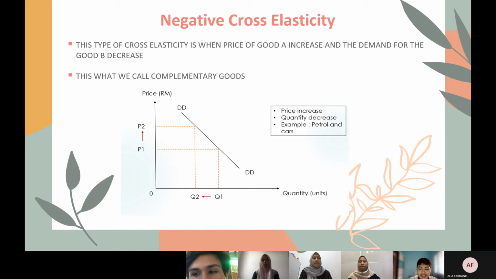For example, an increase in the price of petrol will lead to a fall in demand for cars. This is an example of complementary goods. So we can look at the graph. When the price increases from P1 to P2, the quantity will decrease from Q1 to Q2. Okay, next.